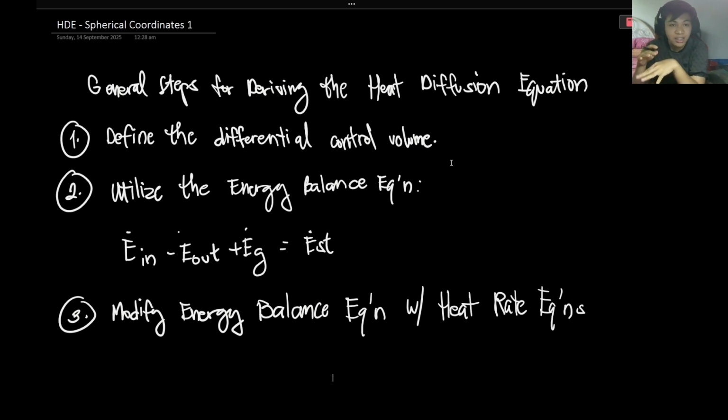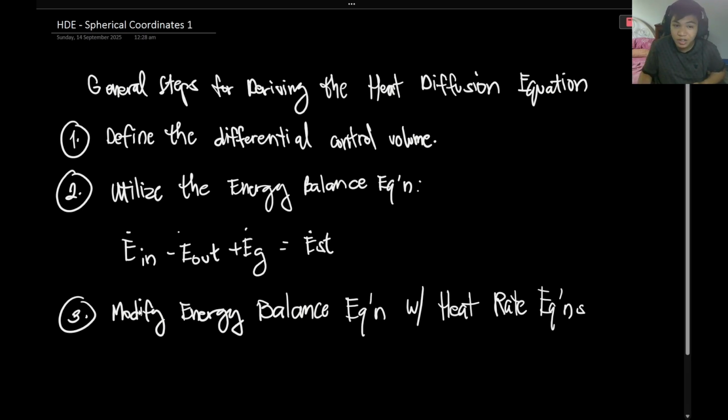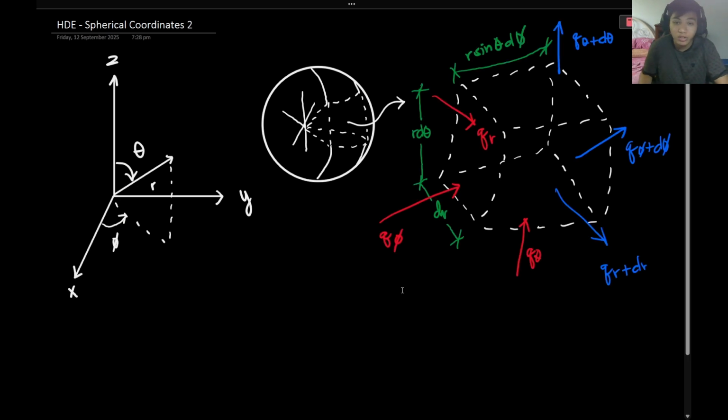We have to note that whenever there is an energy in and an energy out, there's a surface, meaning that there's an area. And whenever we have energy generated and energy stored, that means we have volume, since both of those are volumetric phenomena. For the next step, we modify our energy balance equation with our heat rate equation. We will substitute our equations here and try to simplify it as much as possible. Okay, so let's move on to the derivation.